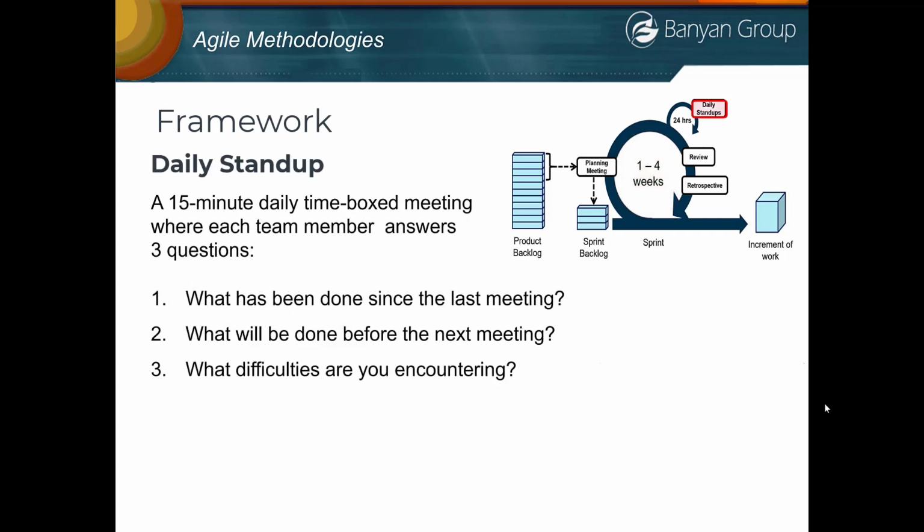The daily stand-up is a time-boxed 15-minute meeting that they have every 24 hours, every day. It's typical to have this first thing in the morning, before people's schedules get complicated. Everybody sits down, and every team member answers 3 questions. What have I done since the last meeting? In other words, what have I done in the last 24 hours? What do I intend to do before the next meeting? And what am I having difficulties with at this point?